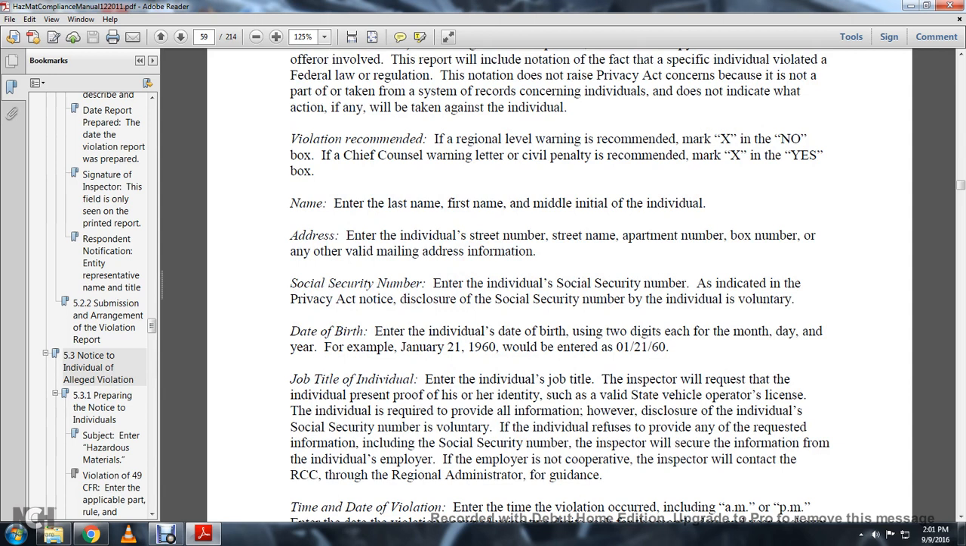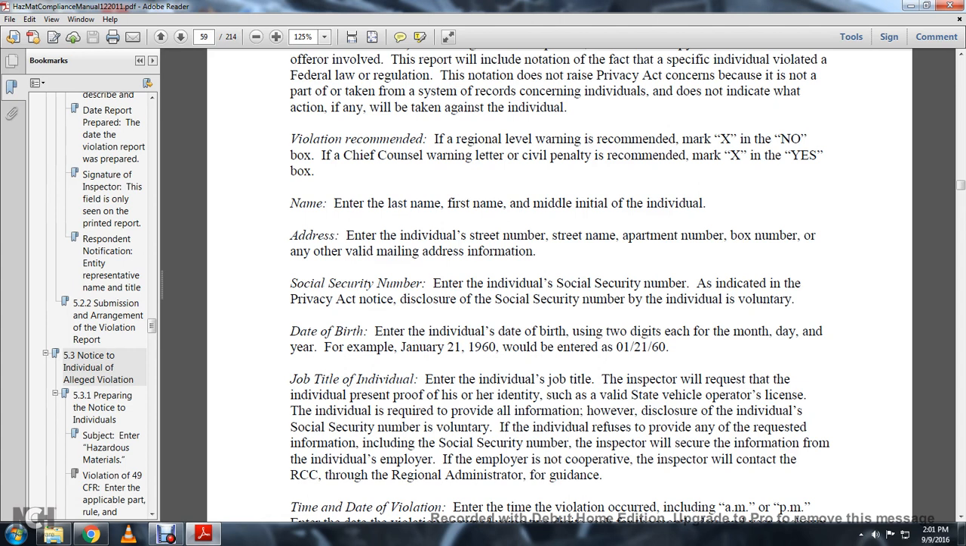Violation recommendation: if a regional warning is recommended, put an X in the no box in the chief counsel warning letter; if a civil penalty is recommended, put an X in the yes box. Name: enter the last name, first name, and middle initial of the individual. Address: enter the individual's street number, street name, apartment number, box number, and any other valid mailing address information.